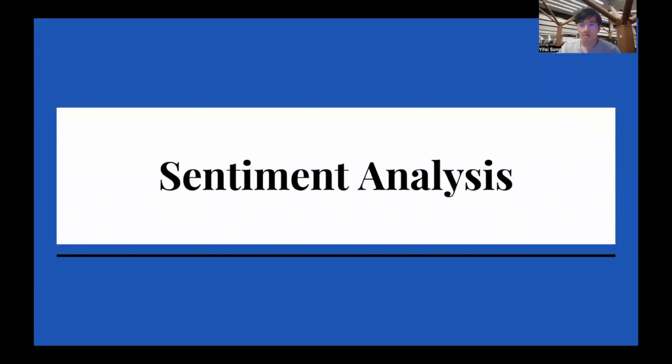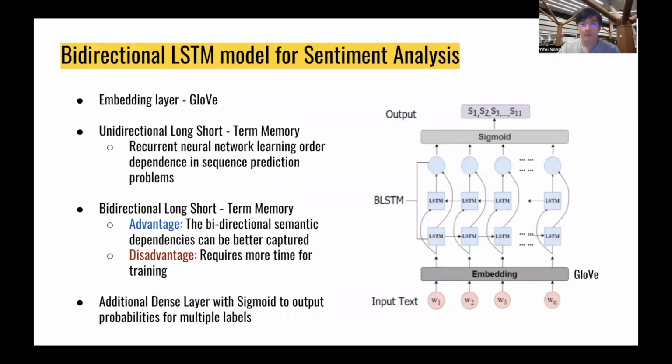Okay, let's talk about sentiment analysis. In this part, we implemented a bidirectional LSTM model for multi-level sentiment classification. As the embedding layer, we used the GloVe model and created an embedding matrix for the input texts. Then we created a bidirectional LSTM model layer, each with 128 units. As we know, the LSTM model is often used to model contextual information in natural language processing tasks.